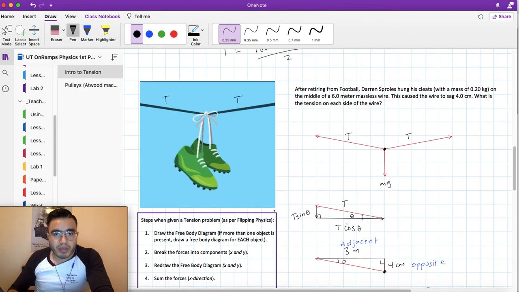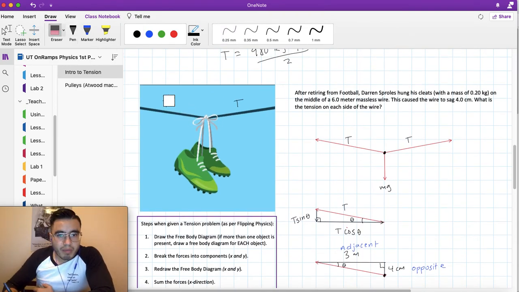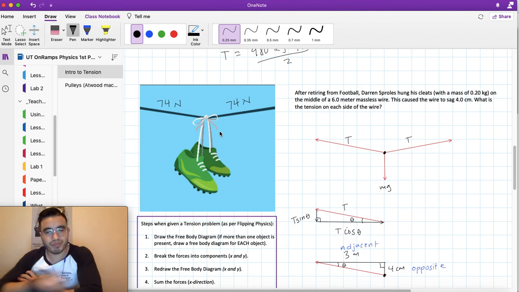So we go back to this diagram. I can write that we have 74 newtons over here and 74 newtons over here. That is the tension on each side of the cable. If you wanted the overall tension or total tension, you just add them up, and that's it.